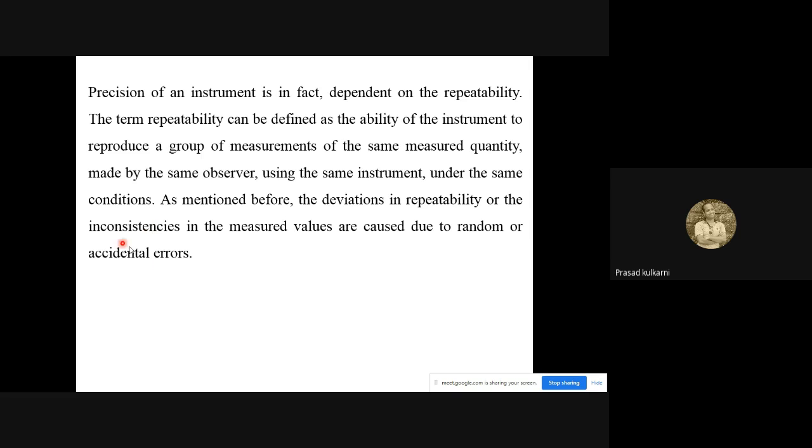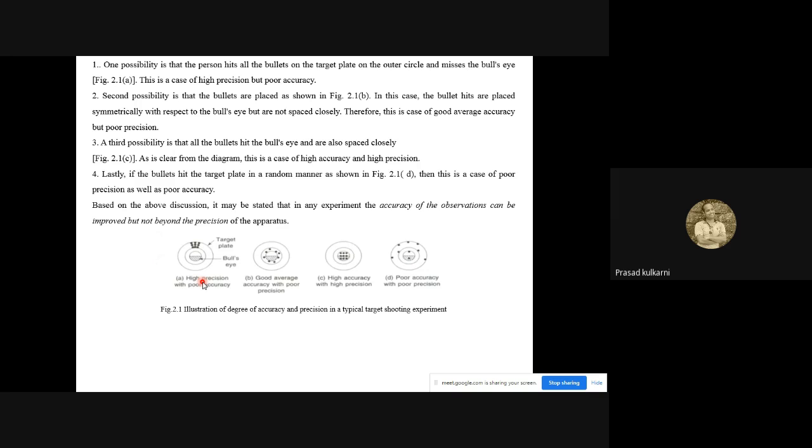That can be called accidental errors, which we cannot control. So be careful while measuring with the instrument. Next, another possibility we will discuss. One possibility is that the person hits all the bullets on the target plate on the outer circle and misses the bull's eye. This is figure 2.1a.